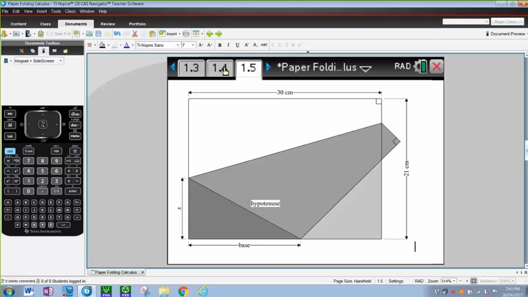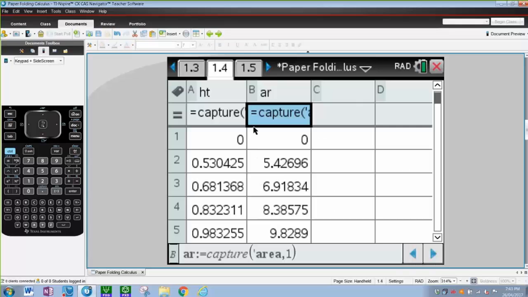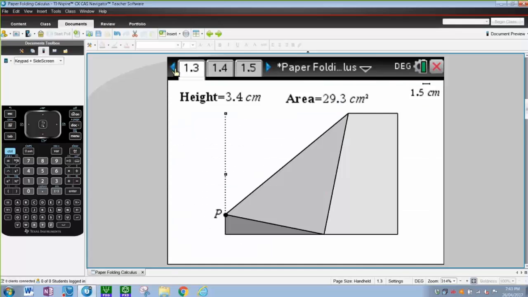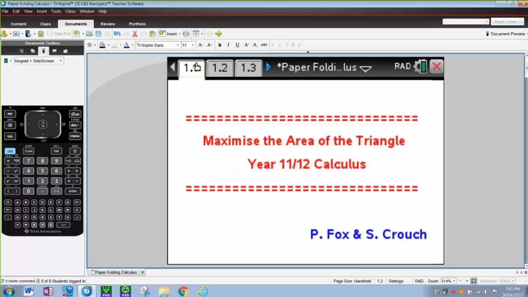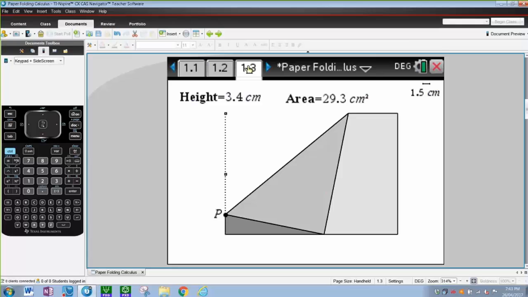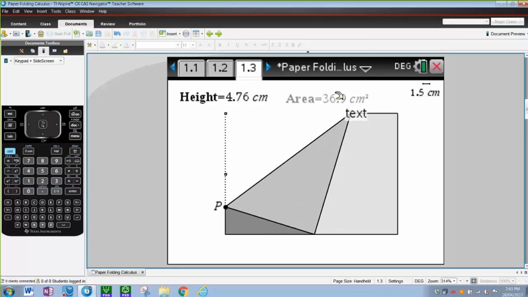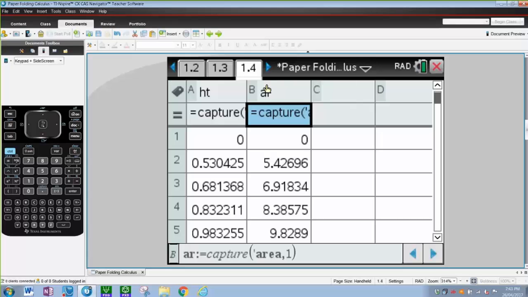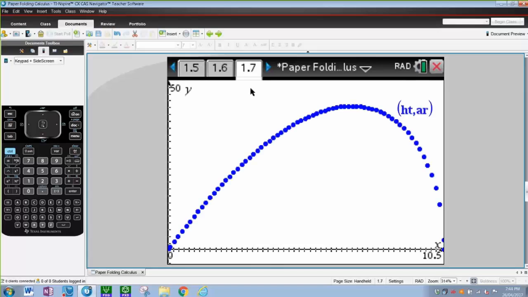As we were going through that, you might have noticed while I was scrolling that you see a little table here with a bunch of values on it. In fact, that table is just a data capture of every single height and area value from this diagram here. As I moved this point P up and down, it created a data capture of all the different values that got generated. So before going to the analytical calculus section, let's have a look at a graph that was created from all those data capture points.